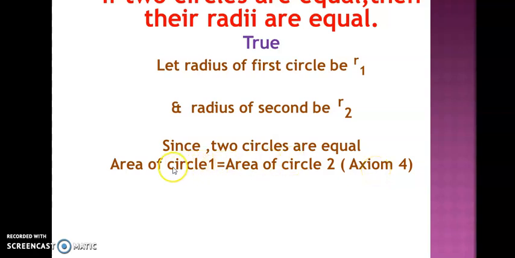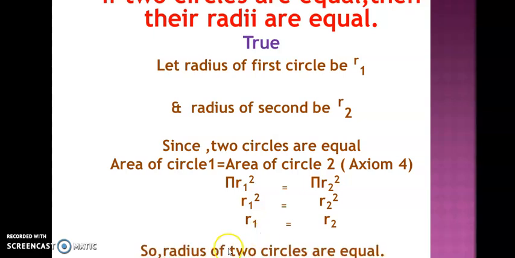And you know the formula to find the area of a circle. Yes, it is pi r squared. So area of circle 1 will be pi R1 squared, because the radius is different, no? And area of circle 2 will be pi R2 squared. Here pi and pi get cancelled and it remains R1 squared is equal to R2 squared. This implies that R1 is equal to R2. R1 and R2 are the radii of the different circles, isn't it? So we can say that the radii of the two circles are equal.